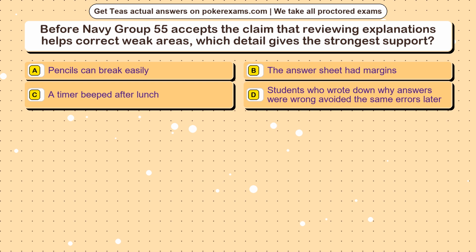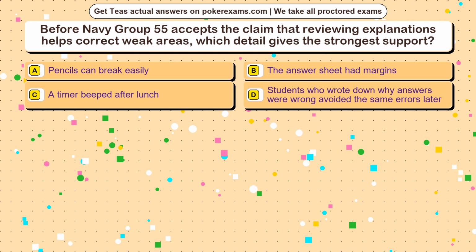Question 5. Before Navy Group 55 accepts the claim that reviewing explanations helps correct weak areas, which detail gives the strongest support? Option A. Pencils can break easily. Option B. The answer sheet had margins. Option C. A timer beeped after lunch. Option D. Students who wrote down why answers were wrong avoided the same errors later.